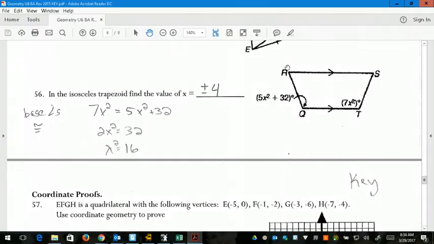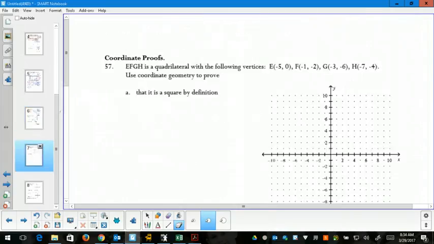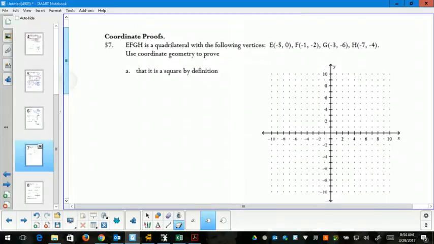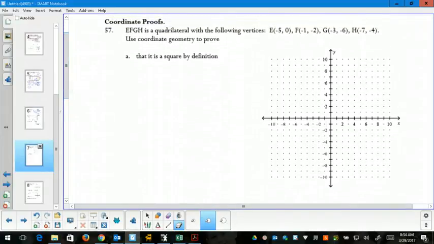All right, I'll have the other answers available to you, but I want to go over a coordinate proof. We're going to do this for the square. By definition, what would I have to show for a square? 4 congruent sides, 4 right angles. And how would I show 4 congruent sides?